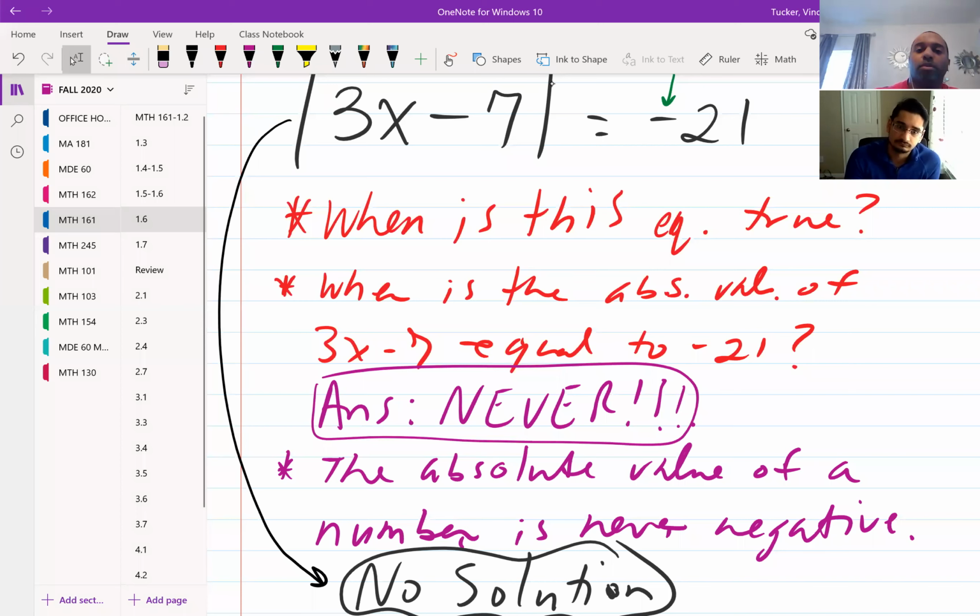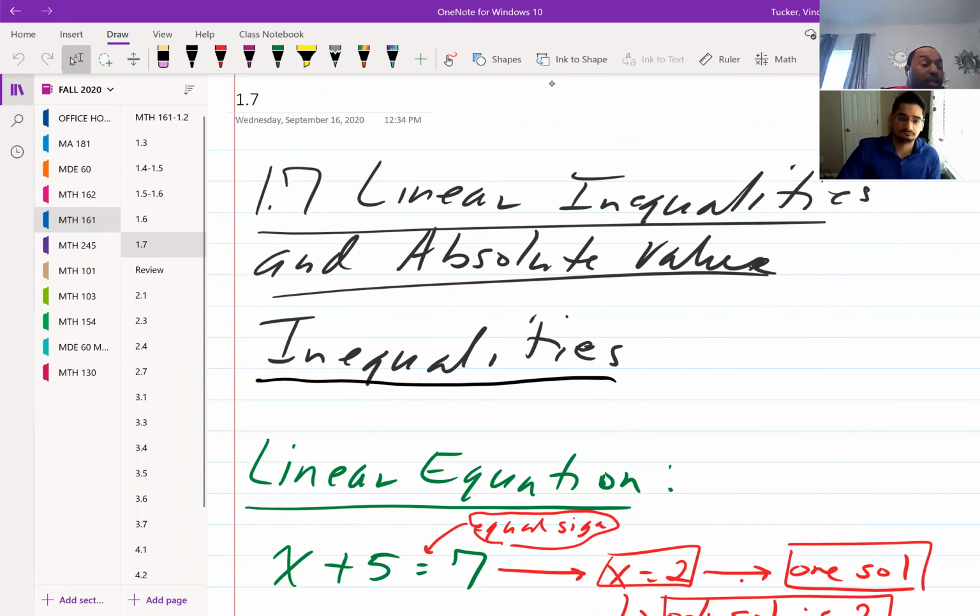Let's look at 1.7. So 1.7 is linear inequalities and absolute value inequalities.